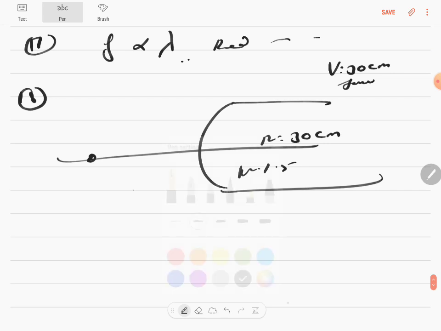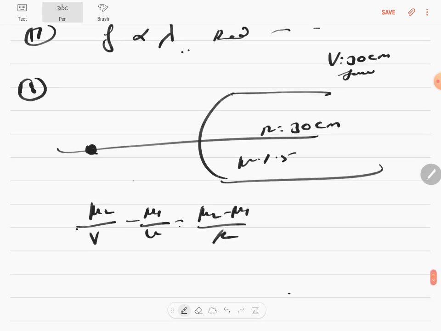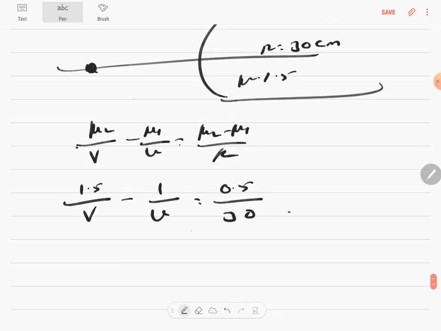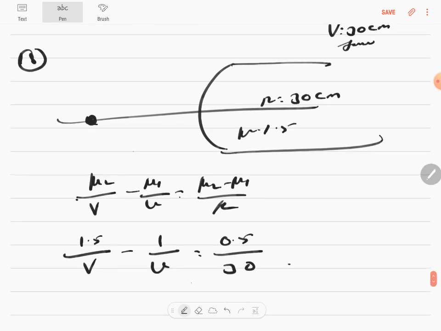So you know the formula when the object is in the rarer medium: mu2 by V minus mu1 by U is equal to mu2 minus mu1 by R. Mu2 is 1.5, V you don't know, minus mu1 is 1 since the object is placed in air, by U you don't know, is equal to mu2 minus mu1, 0.5, by R is 30, and they have given V to be 30, and they have said it to be a virtual image.